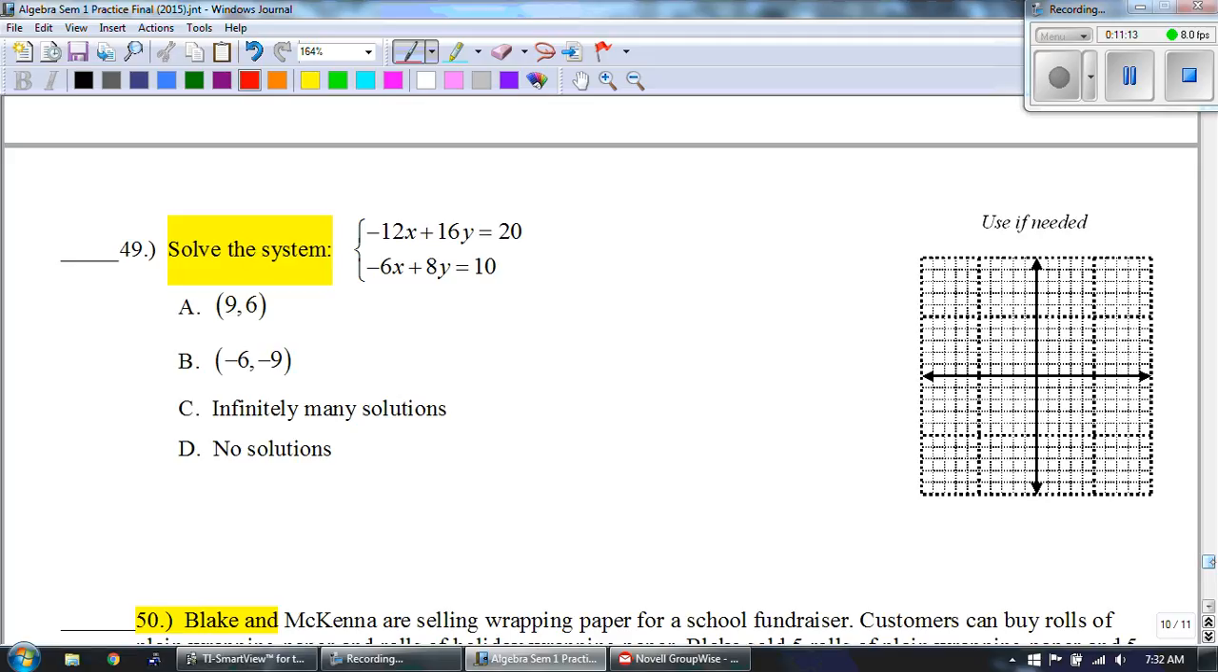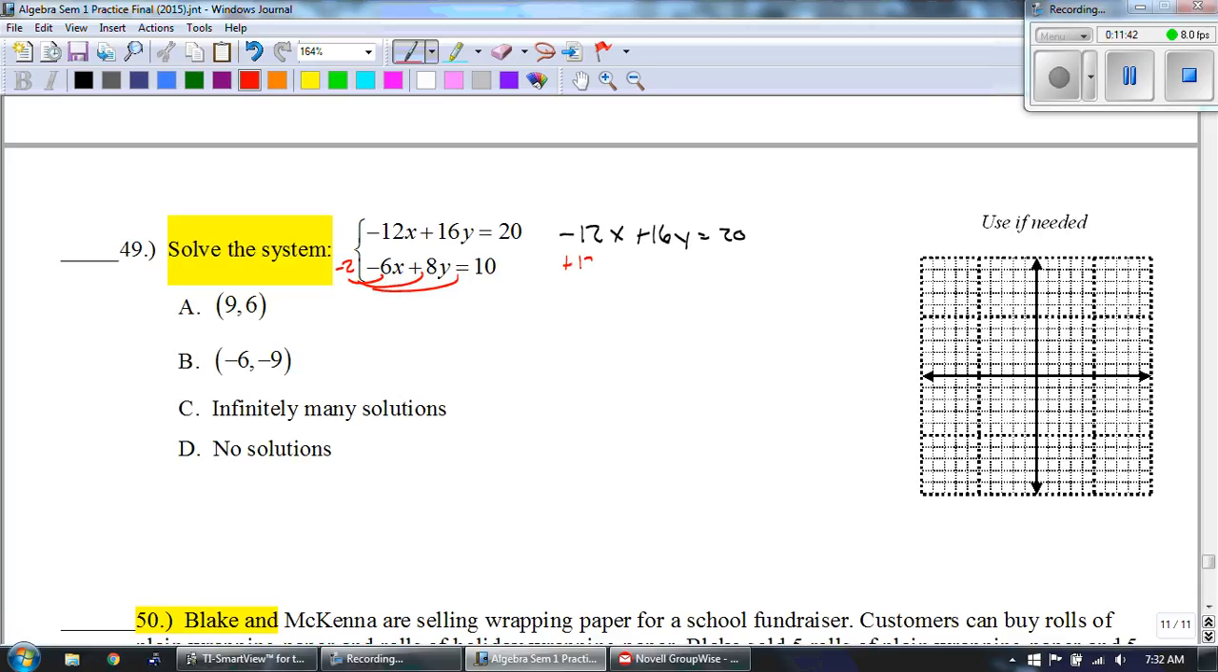Last page. Okay, so once again, this is set up for elimination because the x's and y's are on the same side. I'm going to cancel out the x's by multiplying by a negative 2. So this will turn into a positive 12. So my first equation is staying the same. I'm just going to rewrite it and then distribute.